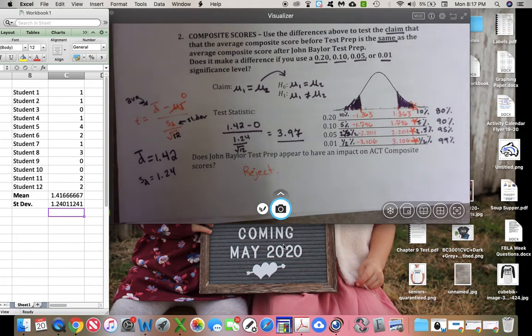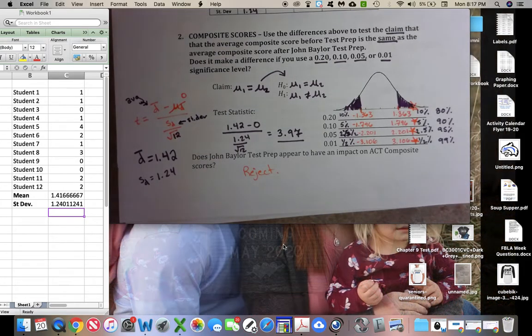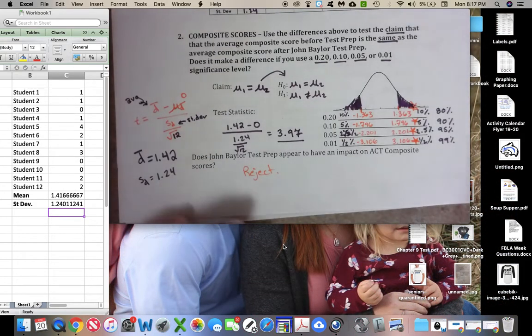Sorry, I had to go put my computer up on the charger, so if my paper looks different, then that's why.